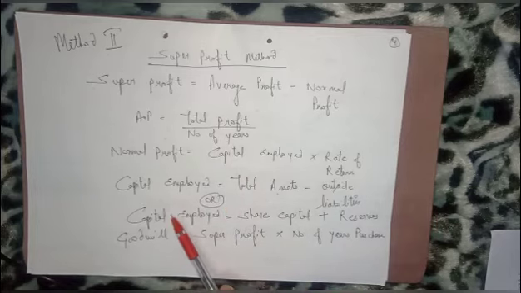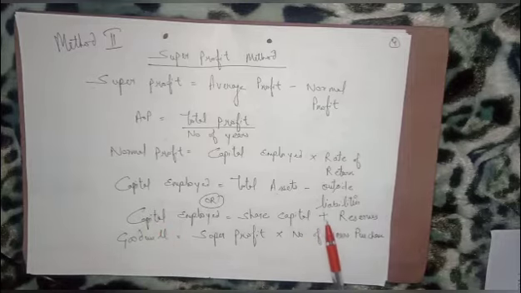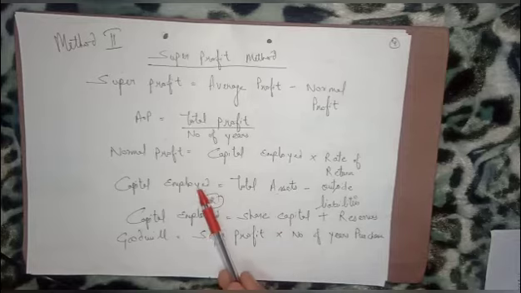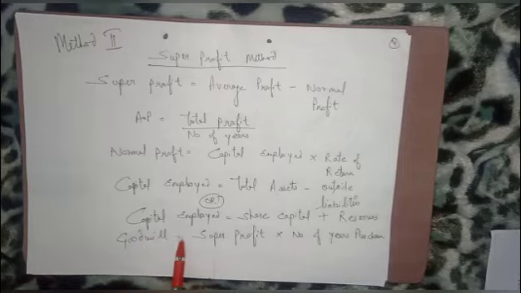For capital employed, we have two formulas. First is total assets minus outside liabilities. The second formula of capital employed is share capital plus reserves. These two formulas are there if you want to find the capital employed. After all these steps, the final answer will come when we use this formula: goodwill is equal to super profit multiplied by number of years purchase.